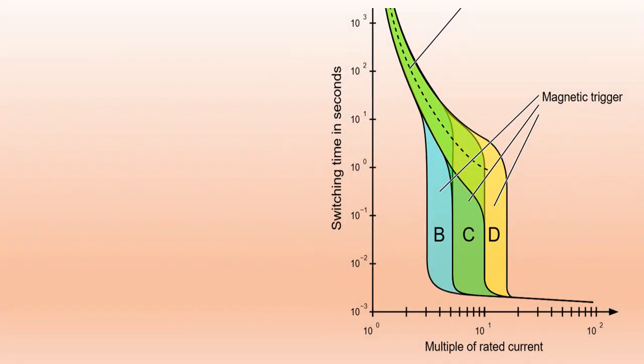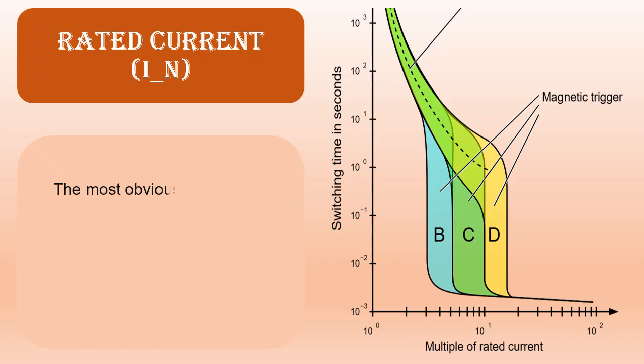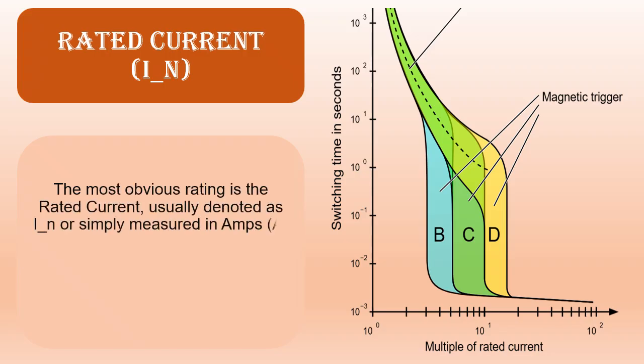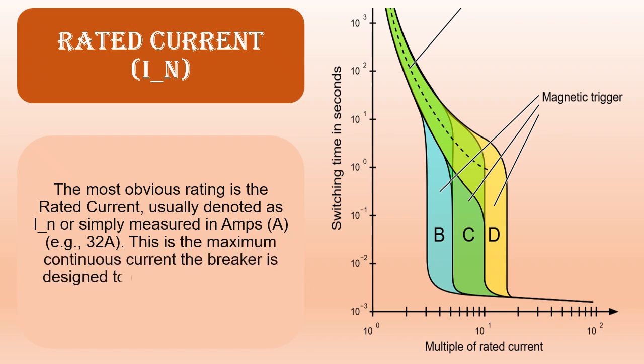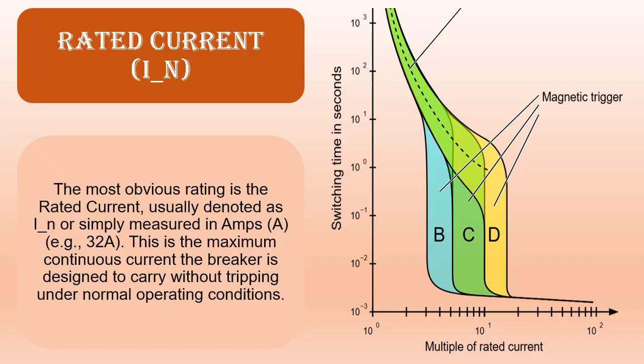Rated current, I_N. The most obvious rating is the rated current, usually denoted as I_N and measured in amps, e.g., 32A. This is the maximum continuous current the breaker is designed to carry without tripping under normal operating conditions.